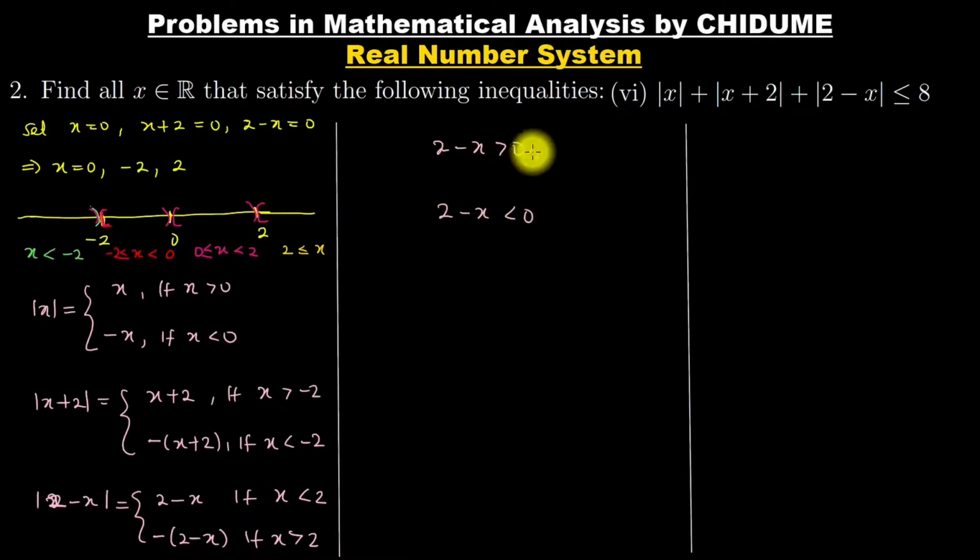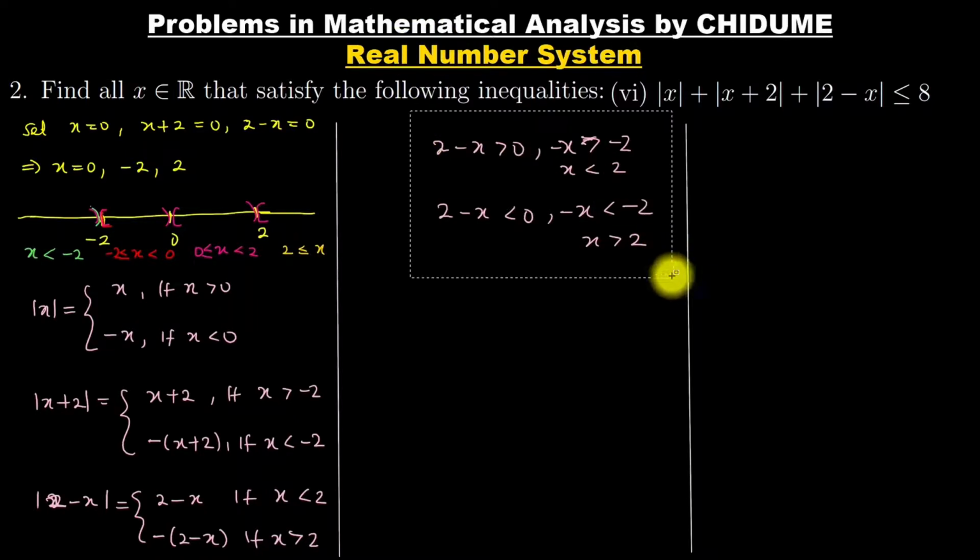Here, if I solve for x, I will find that negative x is greater than negative 2. And here I will have negative x to be less than negative 2. If I divide both sides by negative 1, I'm going to have x less than 2, and here I'm going to have x greater than 2. So that's why these two conditions are different. You have to be careful of that particular part. Okay, so let's move on.